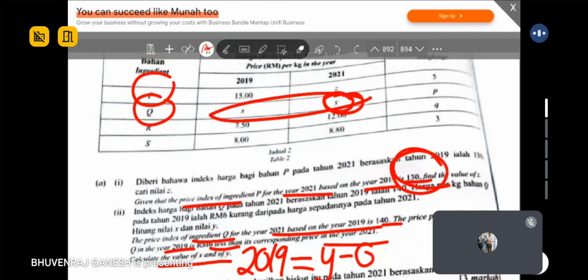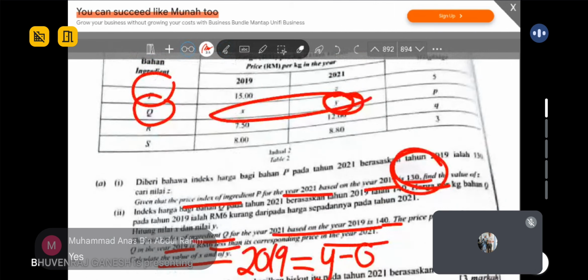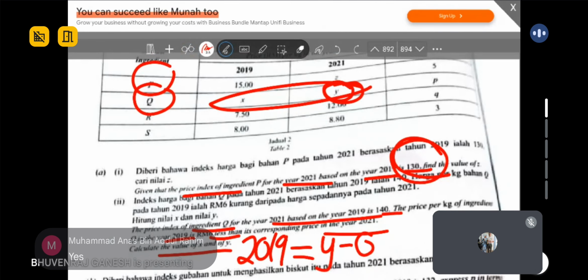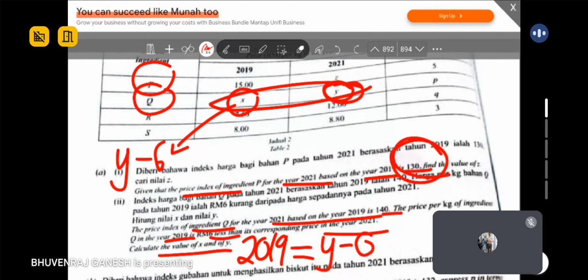Okay, because asal Y, so X ini is actually Y minus 6. Okay, for 2019, you will get Y minus 6. Okay, Y tolak 6 lah. Alright, so this one is Y minus 6. Okay, so then kamu boleh selesaikan lah. Just solve the equation already.